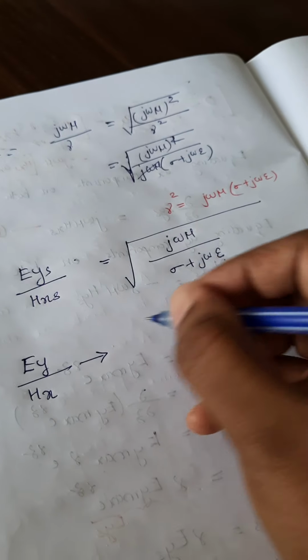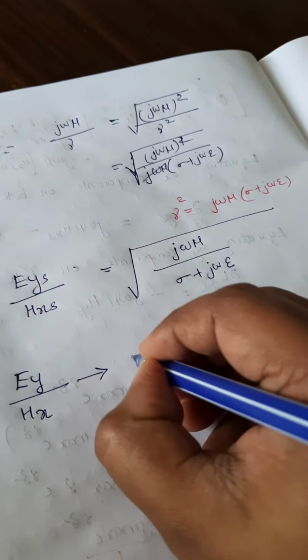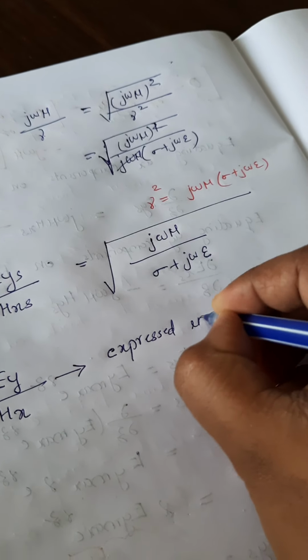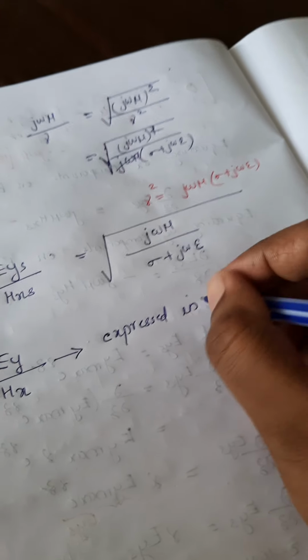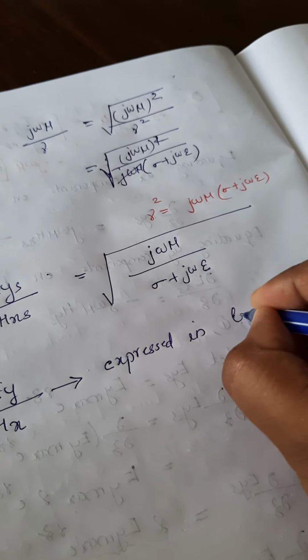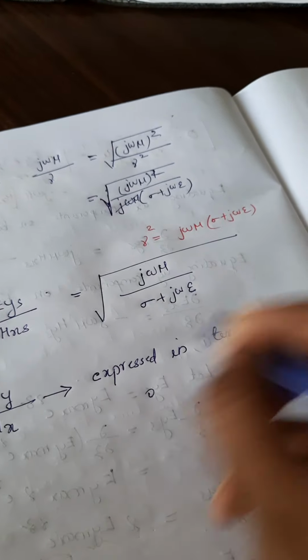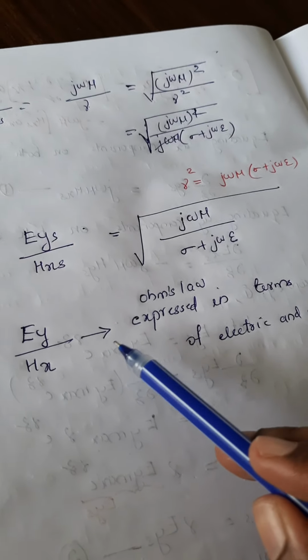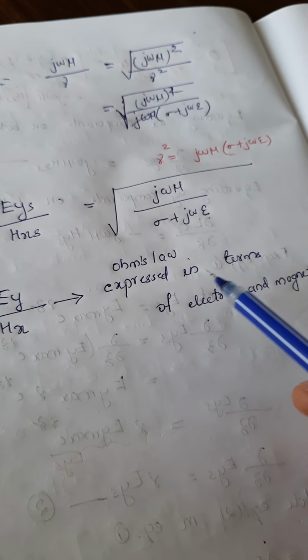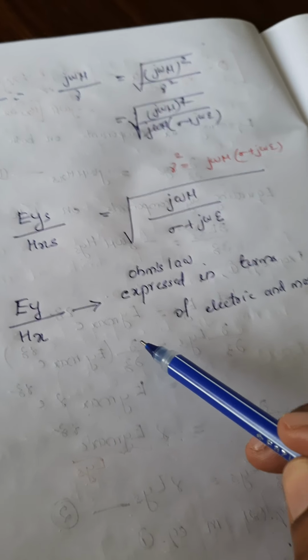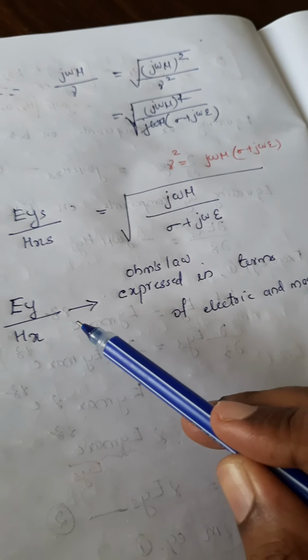in terms of Ohm's law. This term, that is Ohm's law, we can express in terms of the electric and magnetic fields. Now we can find how we can express these two in Ohm's law.